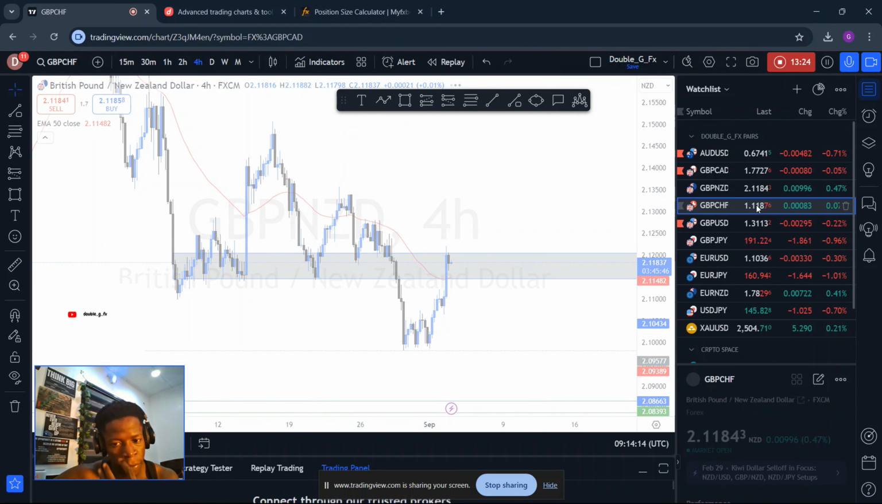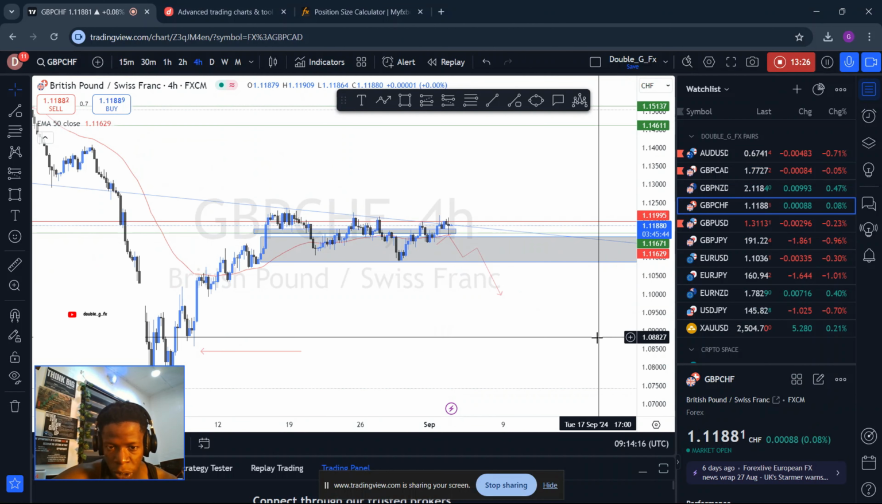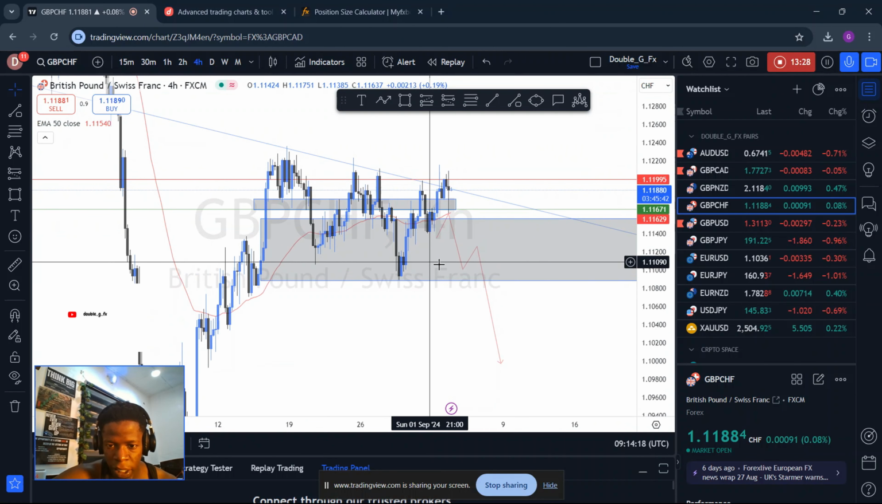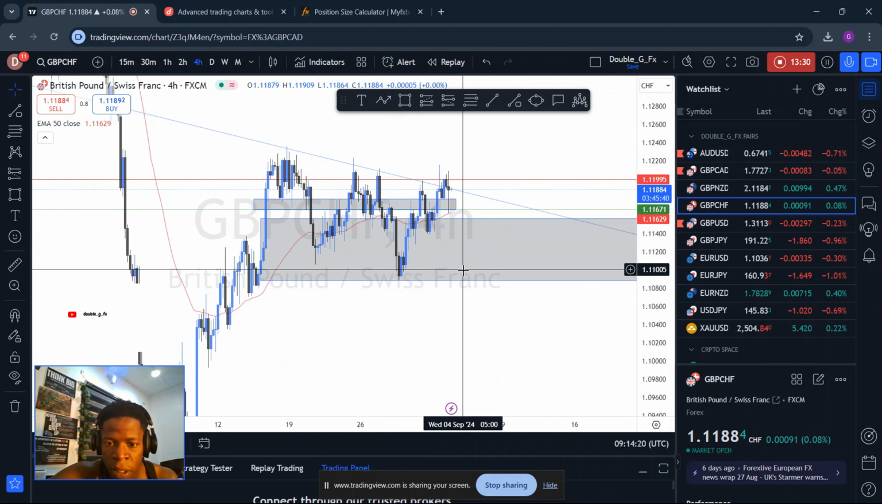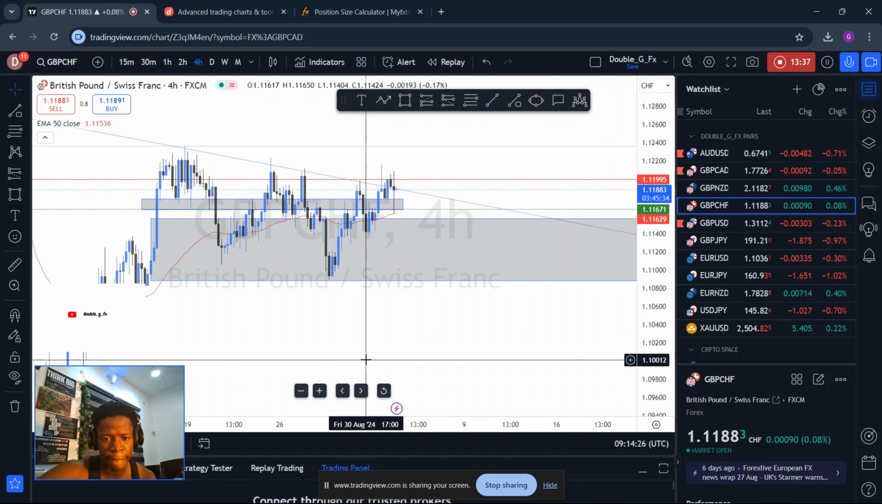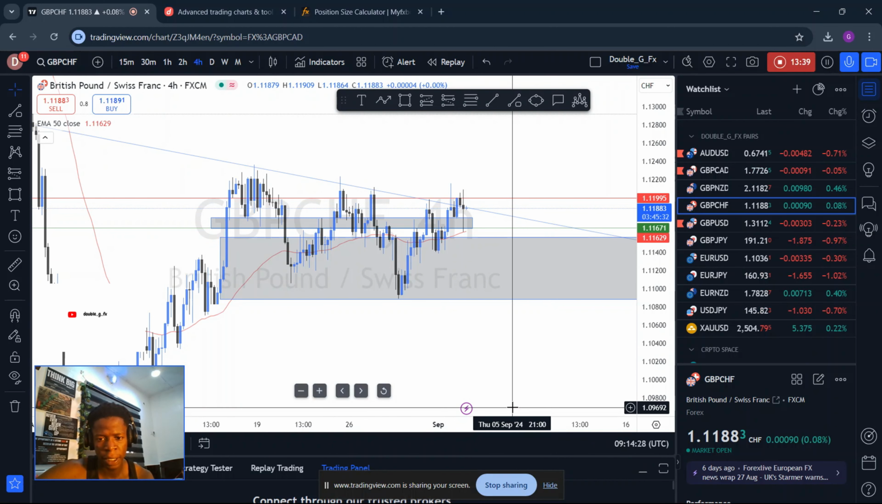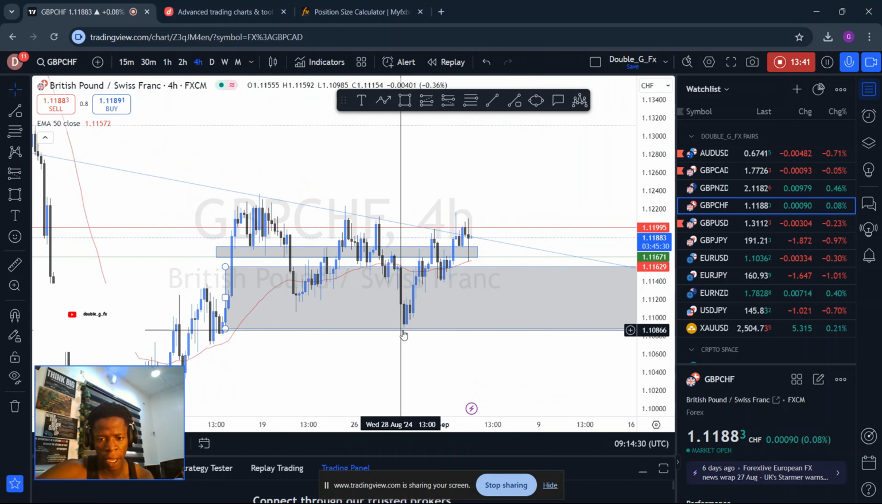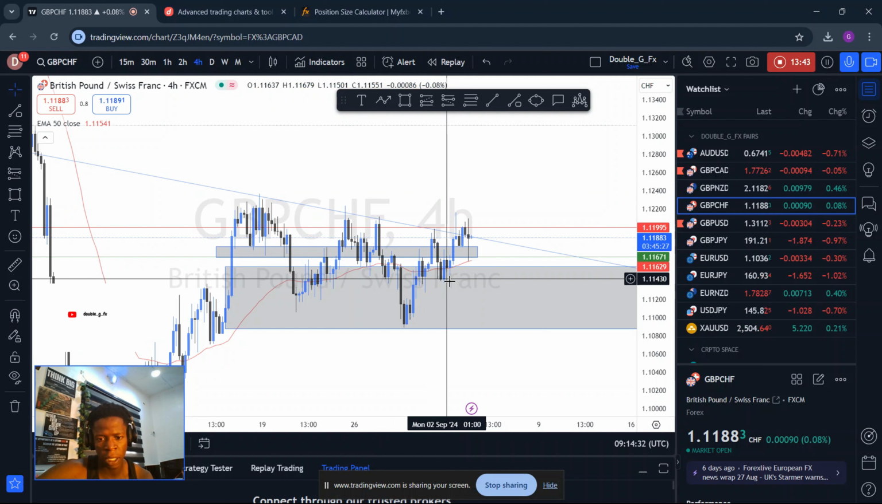So fast forward, we have GBPCHF. Let's see if there's opportunity there. Don't mind my chart, it's looking a bit messy. On GBPCHF, we have price giving us a series of higher highs, higher lows, higher highs, higher lows, higher high on our 4-hour time frame.